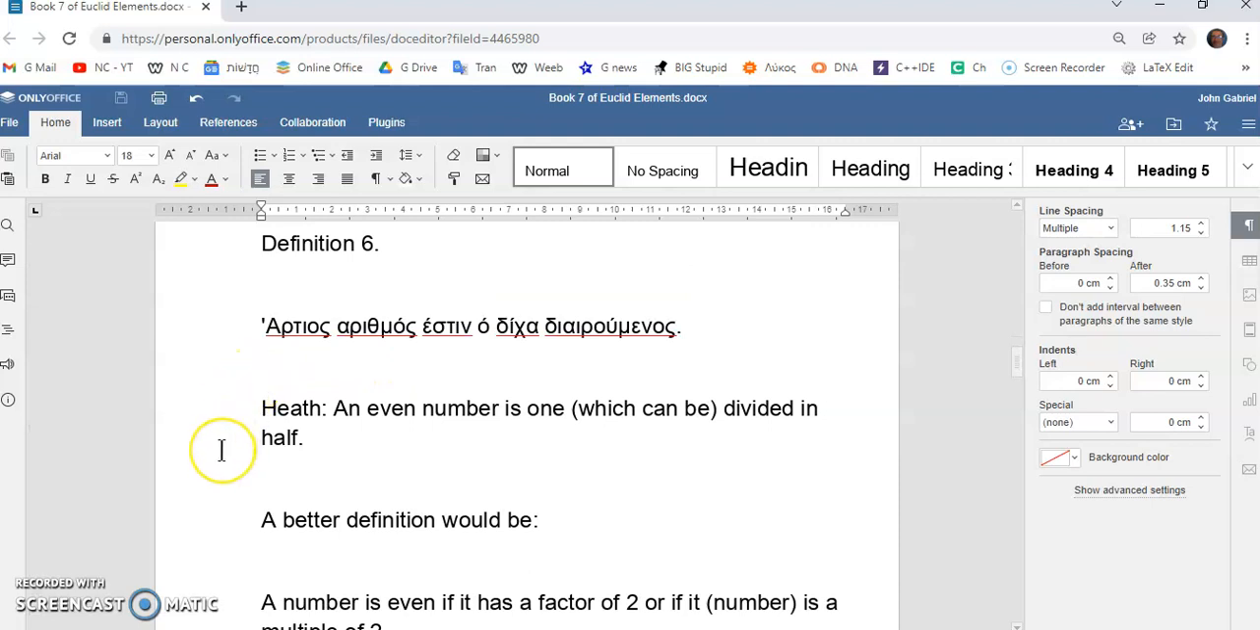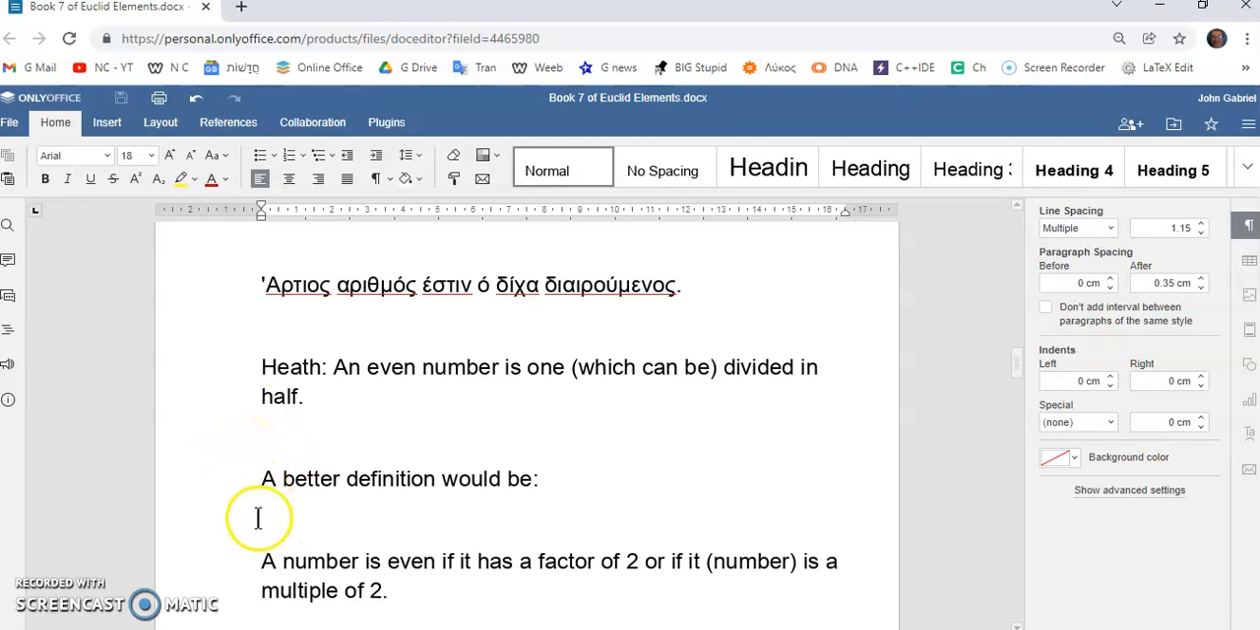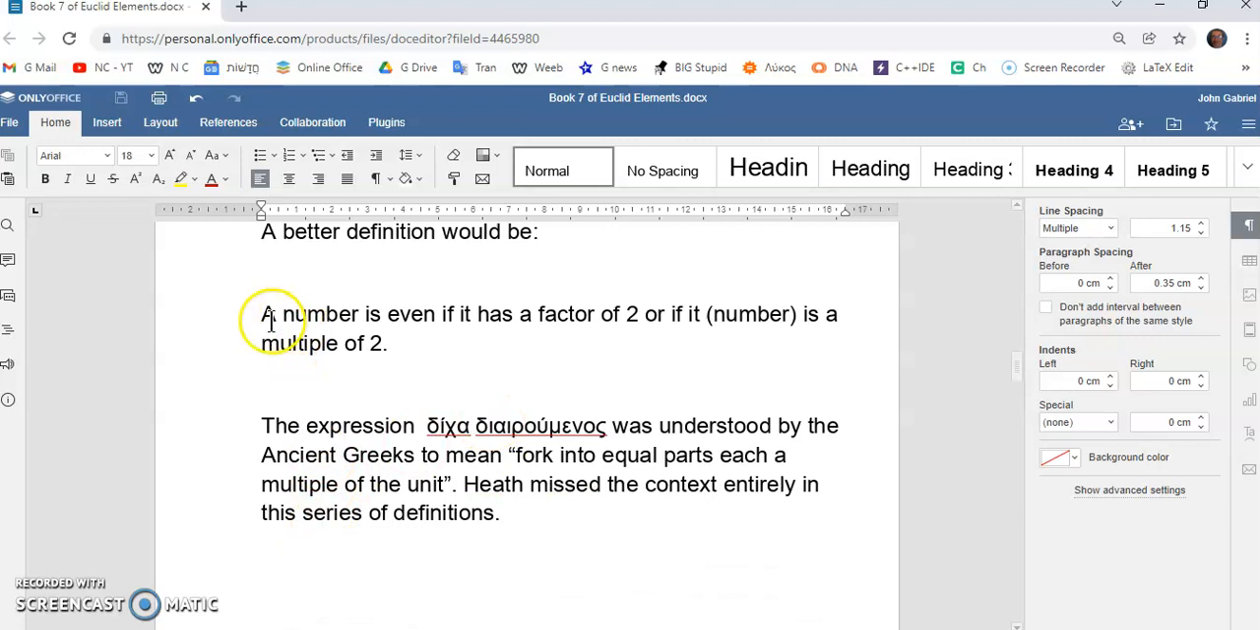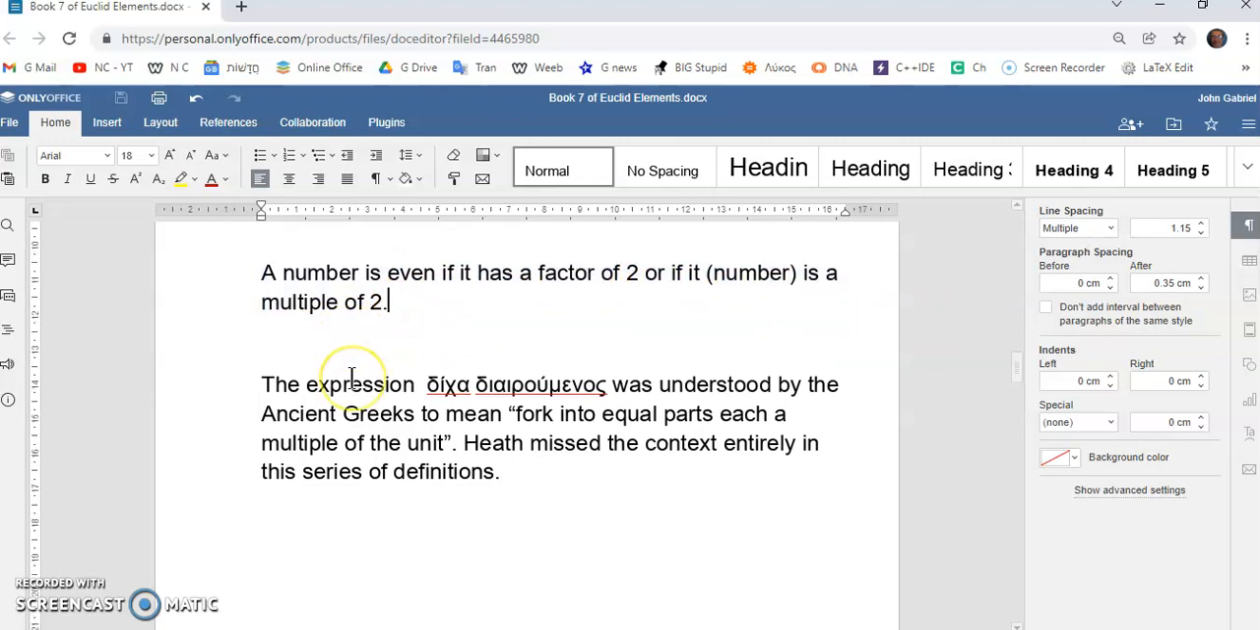Now, definition 6 says an even number is one divided in half. That's not an accurate definition, and it doesn't mean that in the Greek, okay? So let's just see. A better definition, by the way, would be a number that has a factor of 2 or is a multiple of 2. But let's just see what the Greek says.